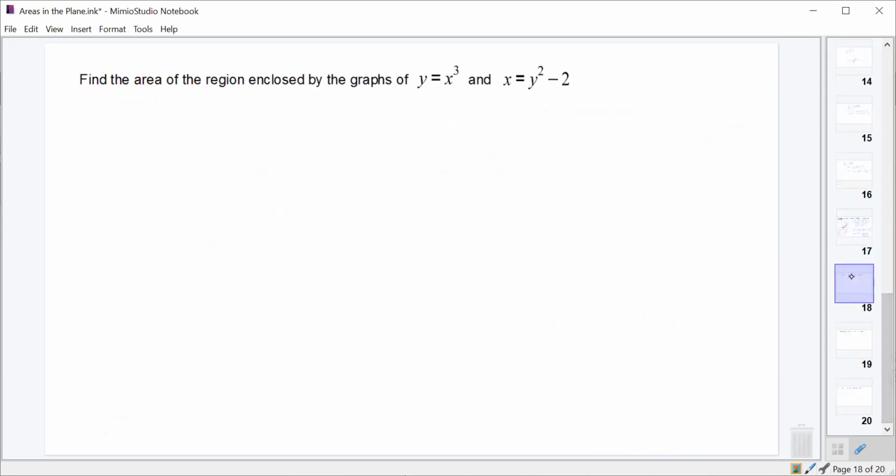All right. Let's do another one. See if we can find the area of the region enclosed by y equals x cubed and x equals y squared minus 2. So first off, what does y equals x cubed look like? We should know what that one looks like, right? Yeah. It's a cubic, right? Something like that. And what does x equals y squared minus 2 look like?